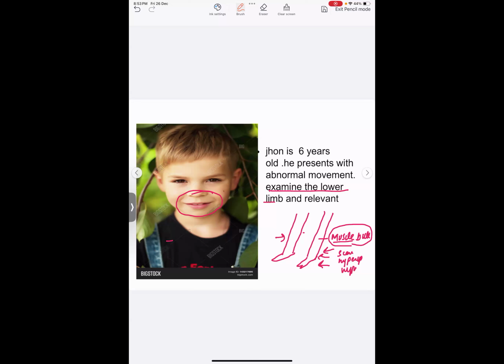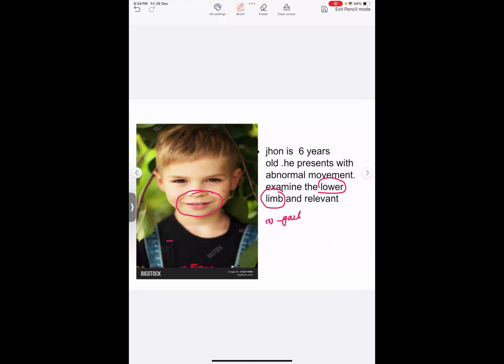Whenever they say do the lower limb examination, inspection is not of the other parts of the body. Inspection is just of both lower limbs. The second step is to look for the gait. I have shown you the gait. The gait was hemiplegic. Yes, I have checked for the gait.